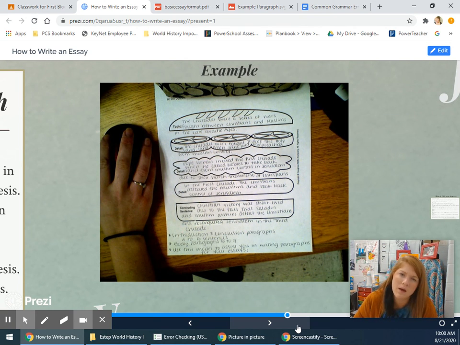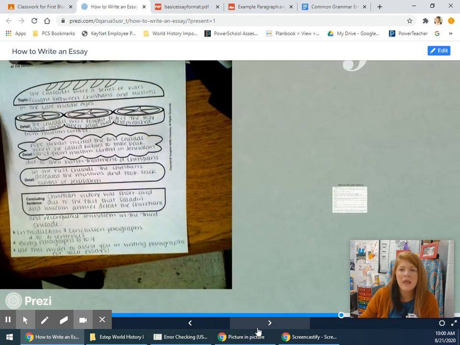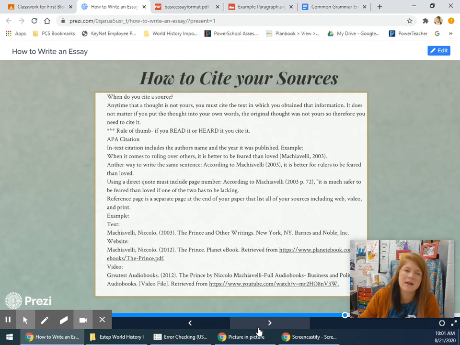And you use this model to assist you in writing your paragraphs and your essays. So if for homework you have to write a paragraph, this is what I'm looking for. This is what I'm expecting. Okay, and then how to cite your sources.